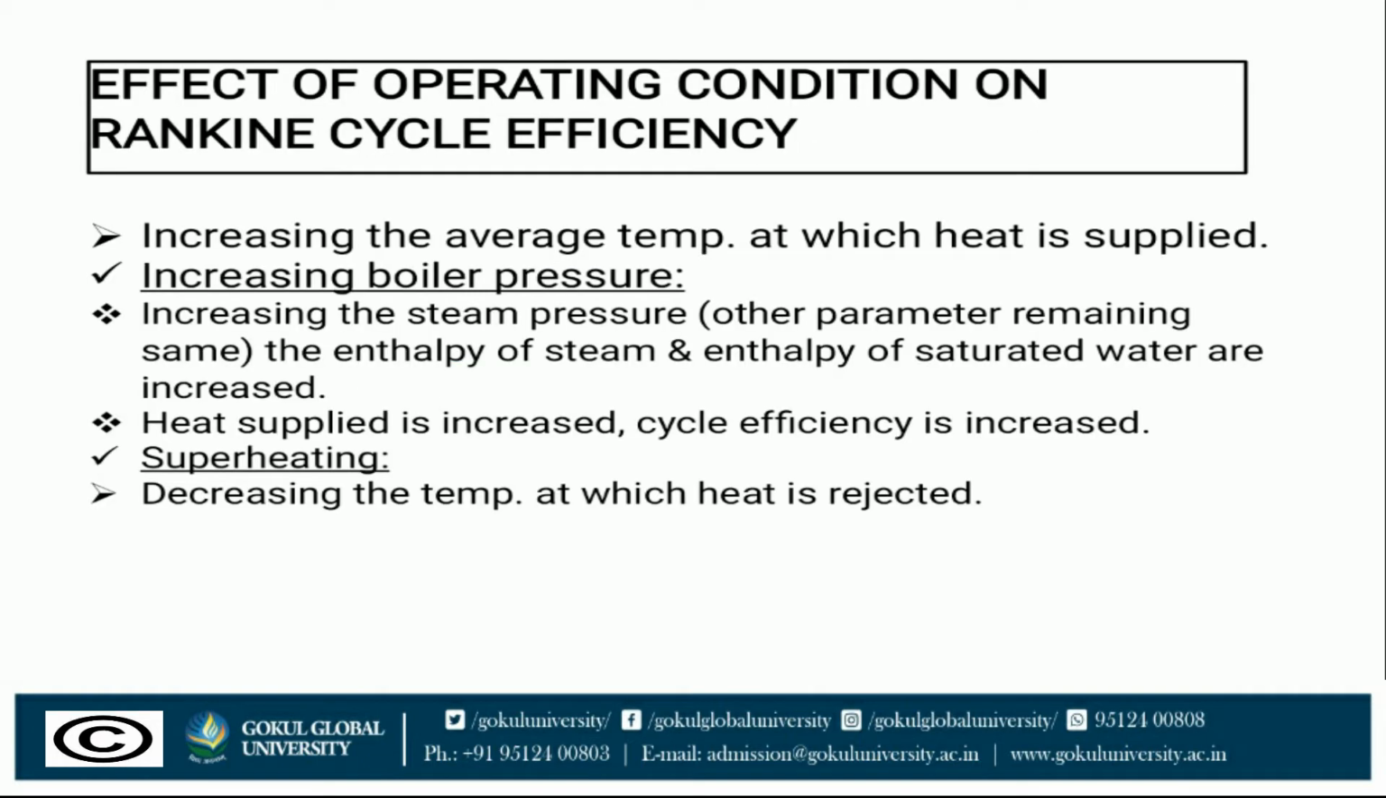Effect of operating condition on Rankine cycle efficiency. First one, increase the average temperature at which heat is supplied. Increasing boiler pressure means increasing the steam pressure, other parameters remaining the same. The enthalpy of steam and enthalpy of saturated water are increased. Heat supply is increased, and cycle efficiency is also increased. Superheating. And second one, decrease the temperature at which heat is rejected.